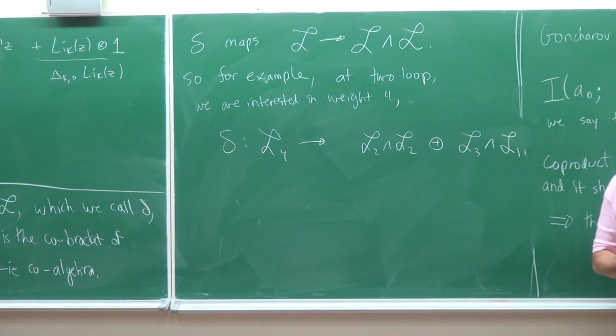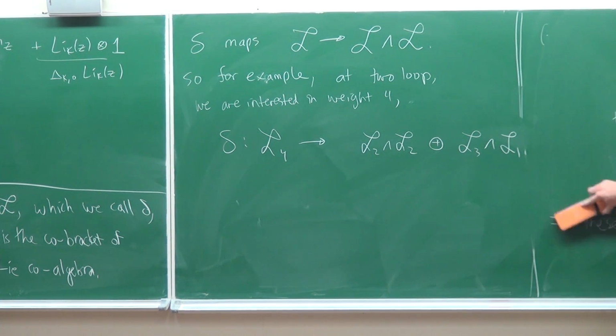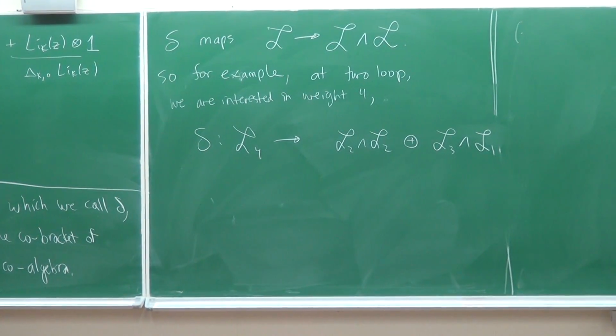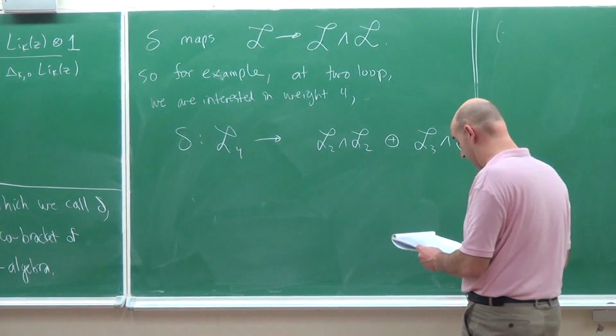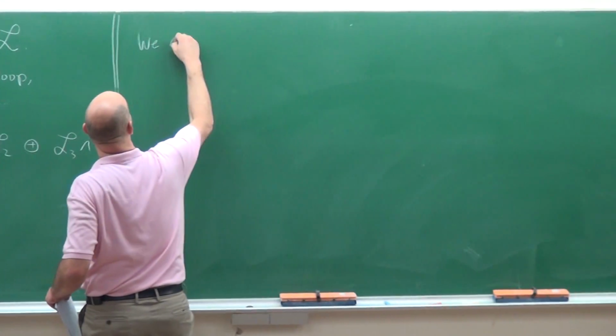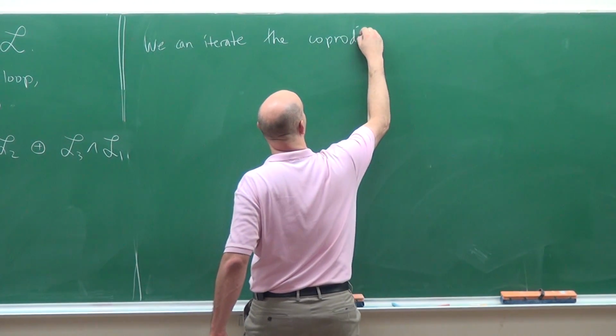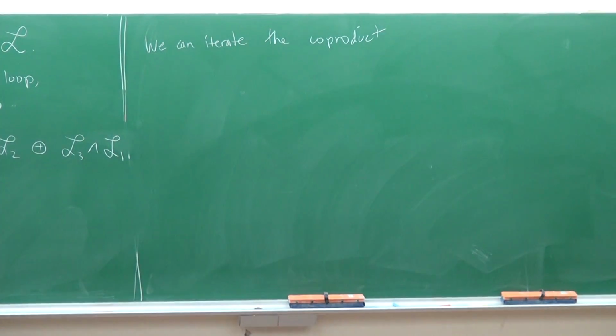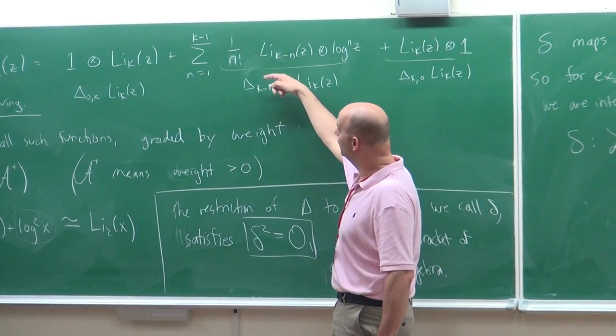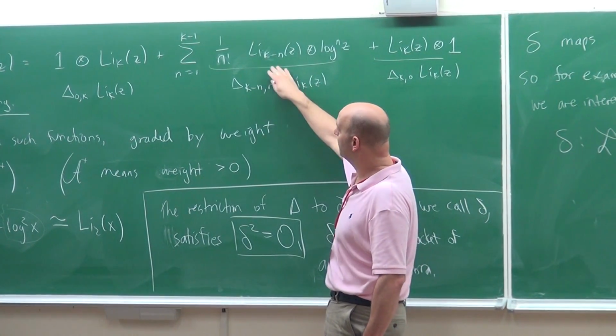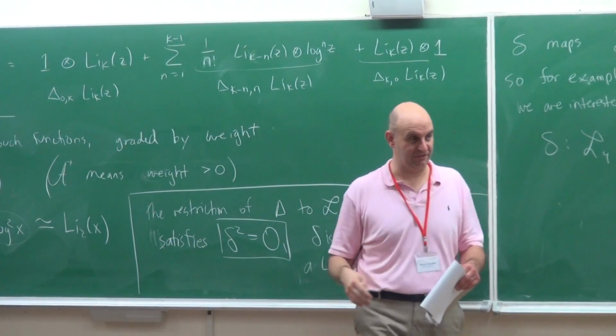Because now I'm going to turn my attention to applying some of this technology to some actual scattering amplitudes and super amplitudes. Except there's one more crucial ingredient. Very, very crucial. We can, of course, iterate the coproduct. So, for example, in any of these terms, you can hit delta again and keep breaking up these pieces into individual constituents.